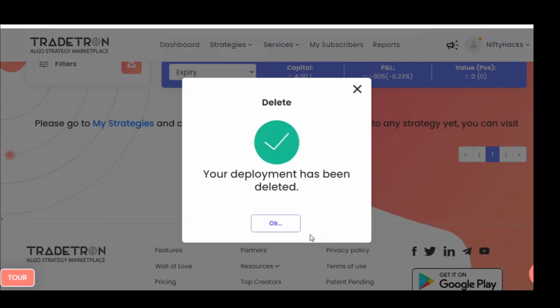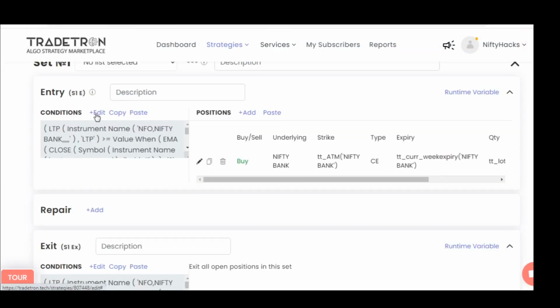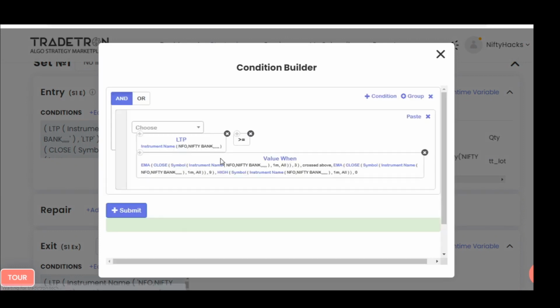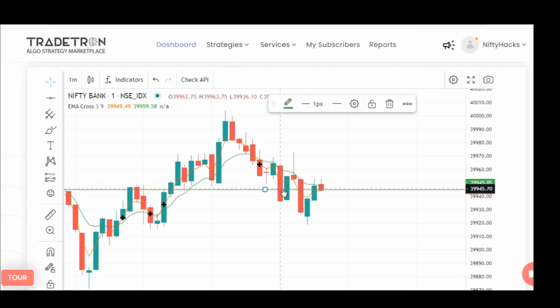I have deleted the strategy. Kindly do not use only this condition for EMA crossover. You need to add position details, net quantity, and other conditions also with any kind of crossover, EMA or crossing above or below, open, high, low, etc. But the purpose of making this video was, I guess, successful: that the value when keyword is working properly.